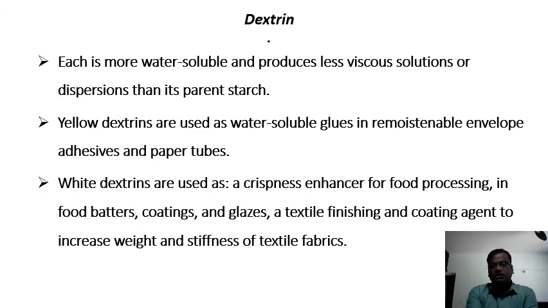So we can say dextrins are not natural products. They are produced by breaking starch into fragments, and dextrin has industrial applications like the production of gums and food processing, and also in the textile industry.